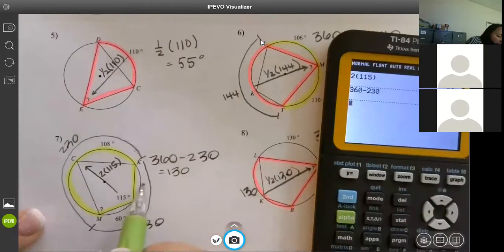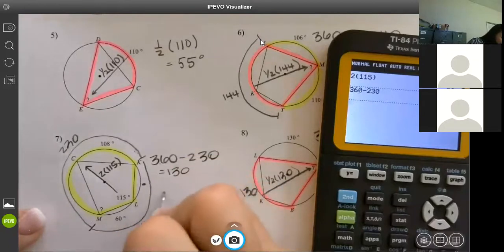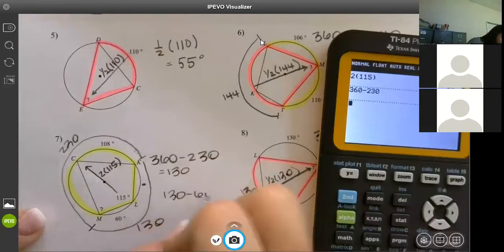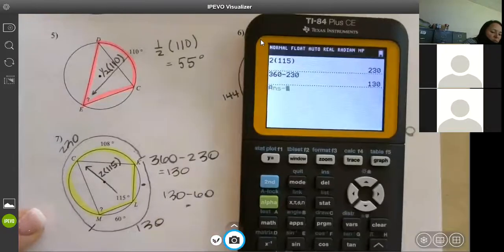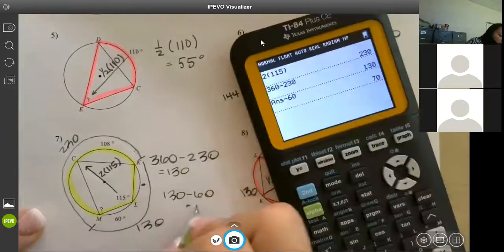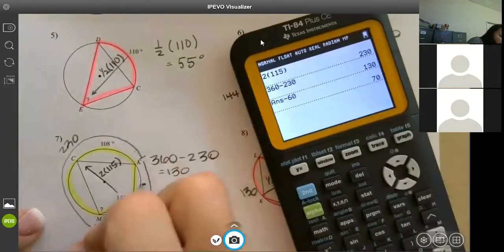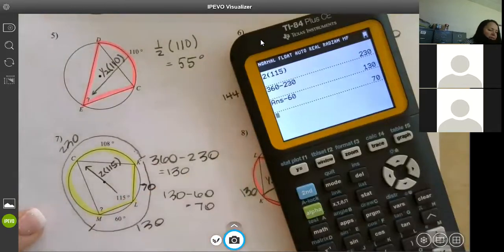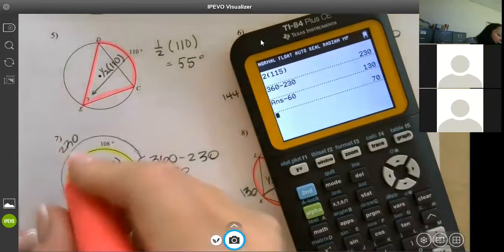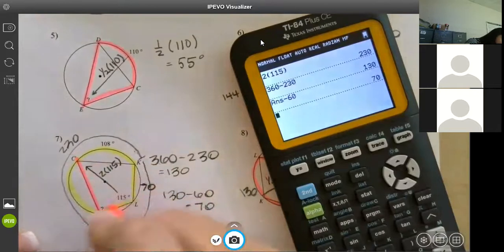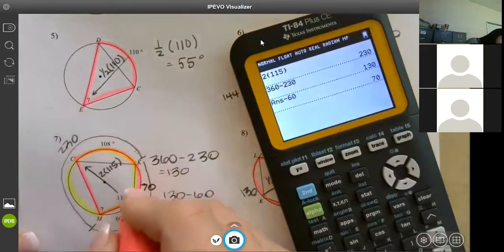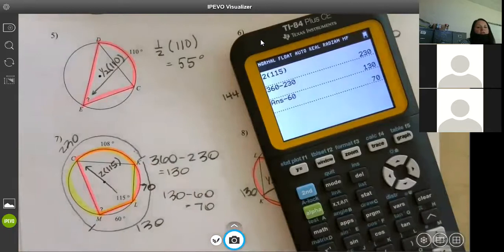How do I find this arc right here? And Jordan just said it. You guys probably didn't hear her. You're going to subtract that 60. This is one way to do it. There are other ways to do it, which gives you 70. So now we know that this arc is 70, and we can find our angle because now we have our full arc. What is our full arc for the angle? How do we find that?